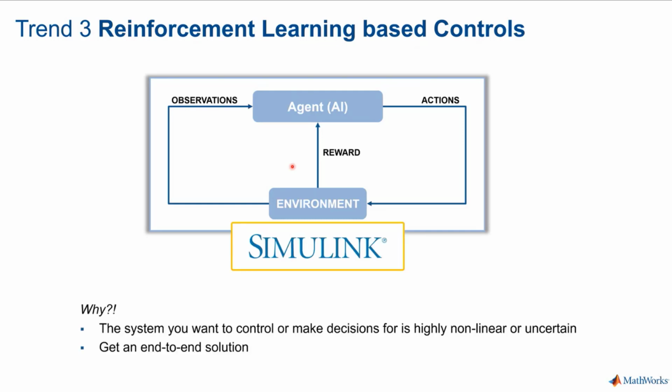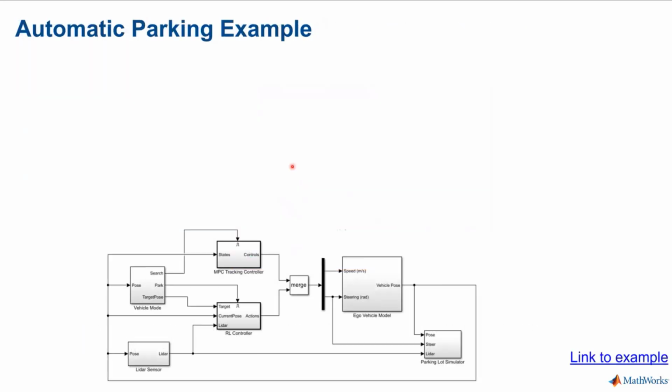And why would you want to do that? That's in situations where the system you want to control or make decisions for is highly nonlinear or uncertain. And you want to get an end-to-end solution. So the example we have here is an automatic parking example.